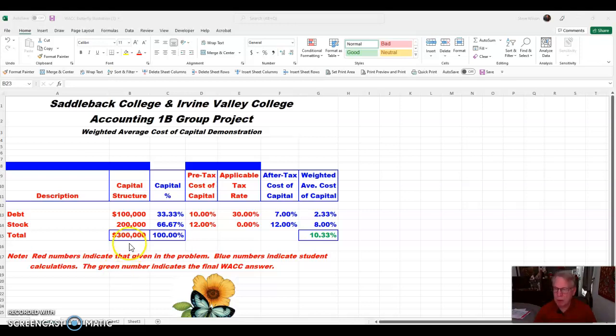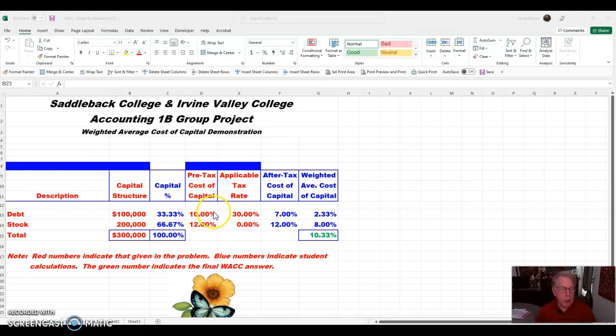So the red numbers here represent what you would be given in the problem. And the blue numbers are what you would calculate. So the capital percentage here is the percentage that 100,000 represents of 300,000, or 33%. And then stock represents the balance. It'll always equal 100%. Our pre-tax cost of capital for debt is 10% and stock 12%.